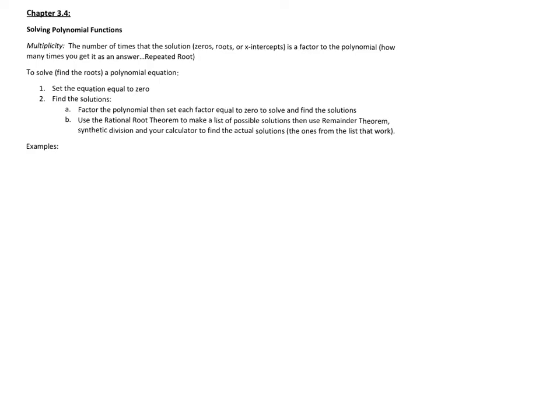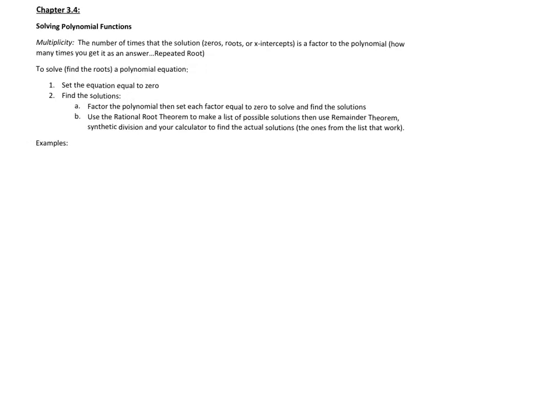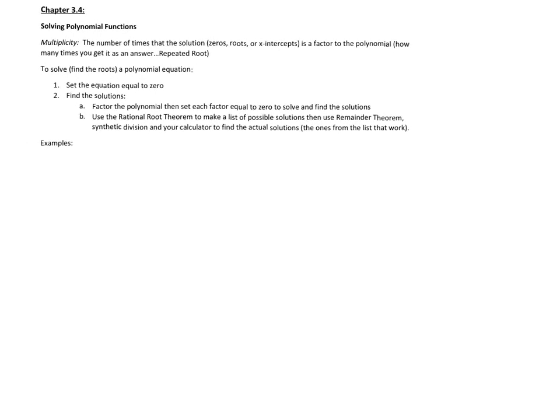In this section, we want to actually now solve a polynomial function. We looked at how we might describe it. We looked at how we might look at a graph and find some things out about it. We looked at how we might be able to, using some theorems, come up with some different ideas about how to solve it. But now we actually want to put that all together and actually solve the polynomial.